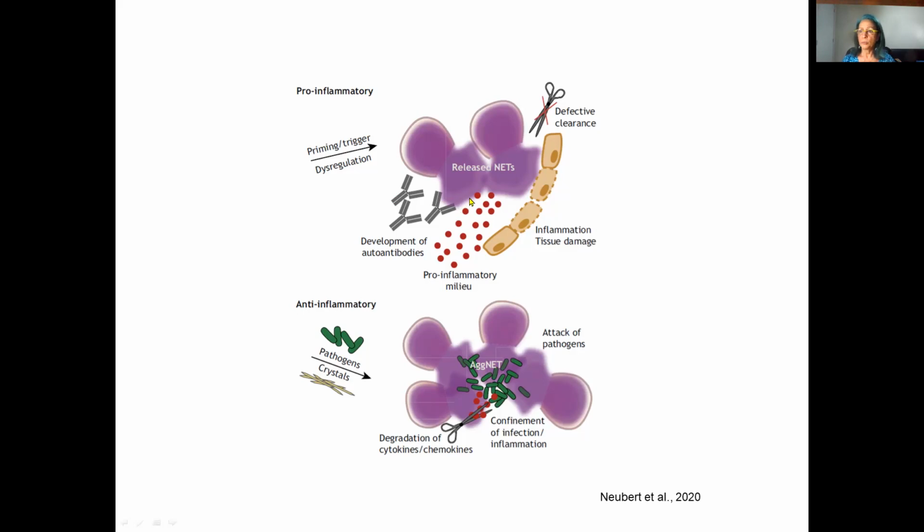So, for instance, in lupus, you have many problems with NET release. Sometimes the NETs are not cleared quickly by the DNase. Some patients have defects in the DNase, so DNase is not working properly to digest the NETs. And all of them produce a lot of antibodies against DNA. And this is a hallmark of this disease.